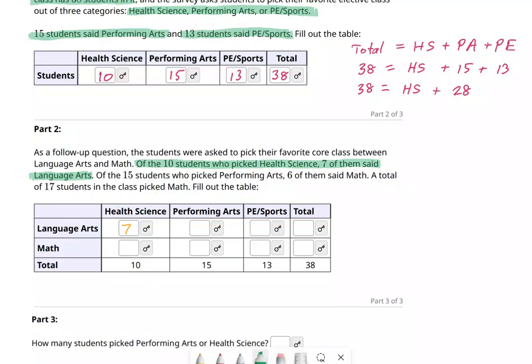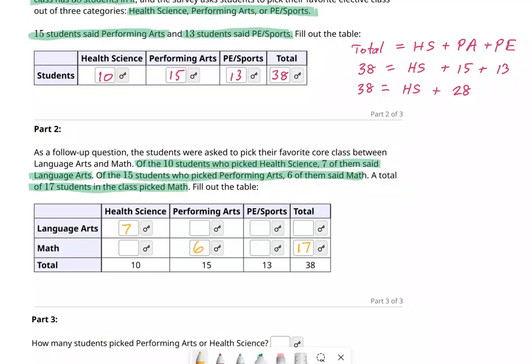Okay, move on to the next part of the sentence. Of the 15 students who picked performing arts, 6 of them said they like math class. So we're in the performing arts column right now, and 6 kids say math is their favorite. Now the last column, let's see, a total of 17 students picked math class. Well, actually that does fit in here very nicely. If you look in the total math row, the very right side, we see 17 students fit into the math column.